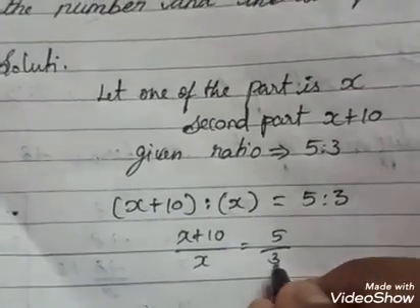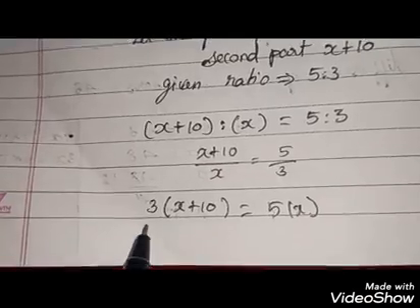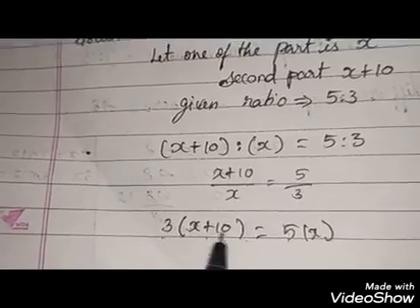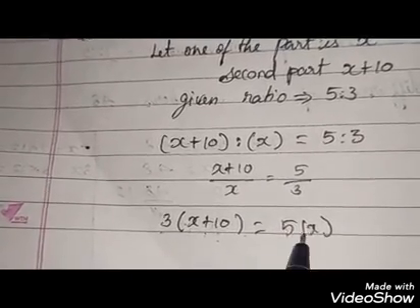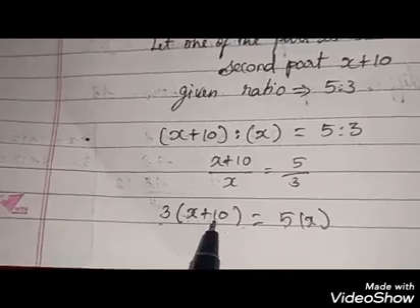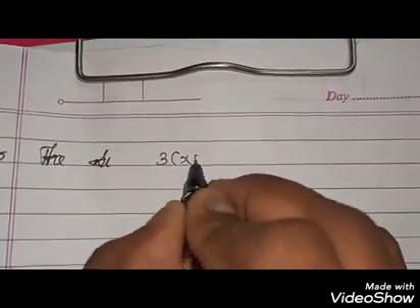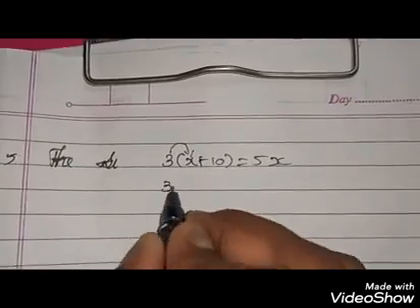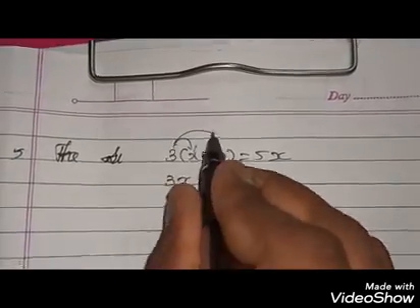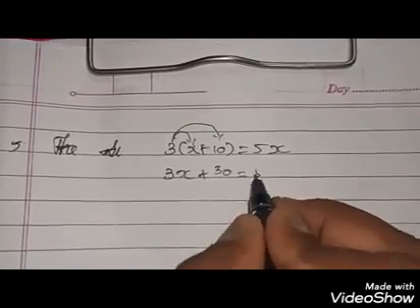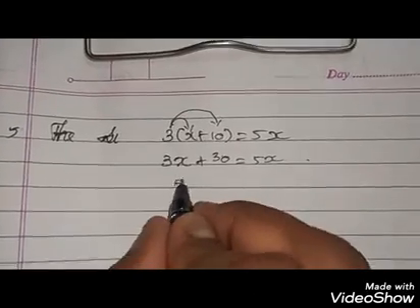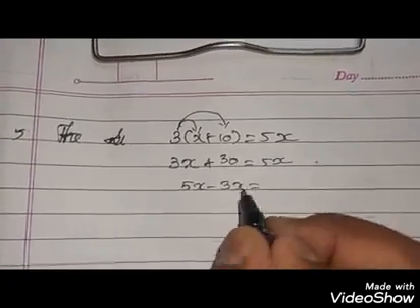So just you have to make a cross multiplication. So it should be 3 into (x plus 10) is equal to 5 into x. After multiplying, we have to transpose the x value to one side and the constant to the other side. 3 into (x plus 10) is equal to 5x. So 3 into x is 3x plus 3 into 10 is 30, equal to 5x. So now this 3x can go to the other side. So it becomes 5x minus 3x is equal to 30.